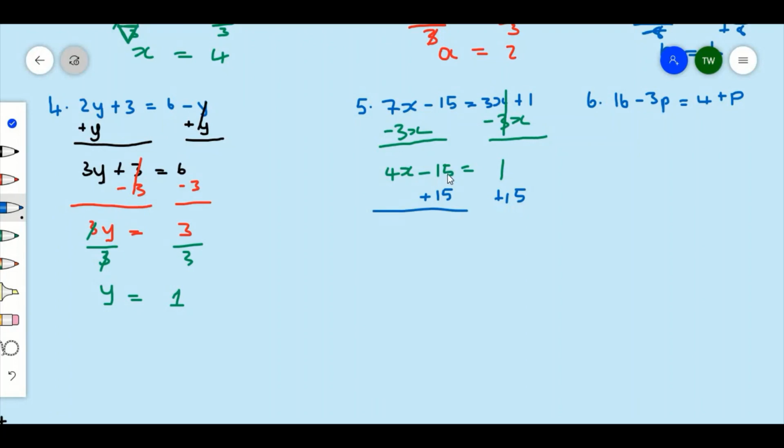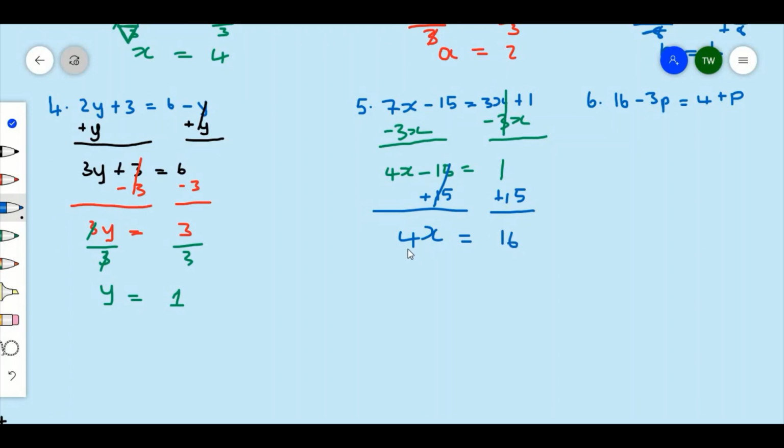So clearly, minus 15 plus 15, that's going to give us 0. So we're left with just 4x is equal to 1 plus 15, that's going to give us 16.